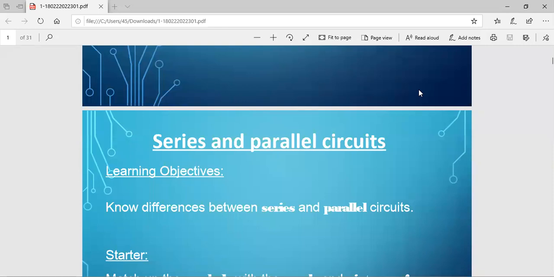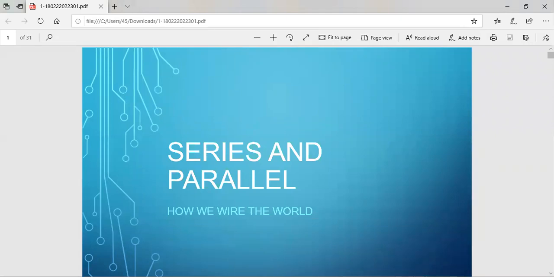Today we are going to talk about two kinds of circuit, or two kinds of connection. One of them is series and the other is parallel, okay?